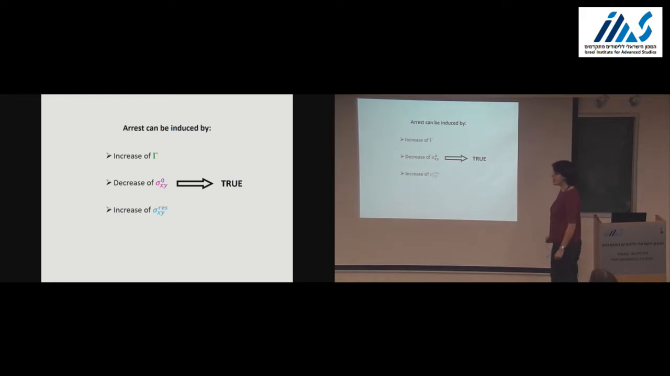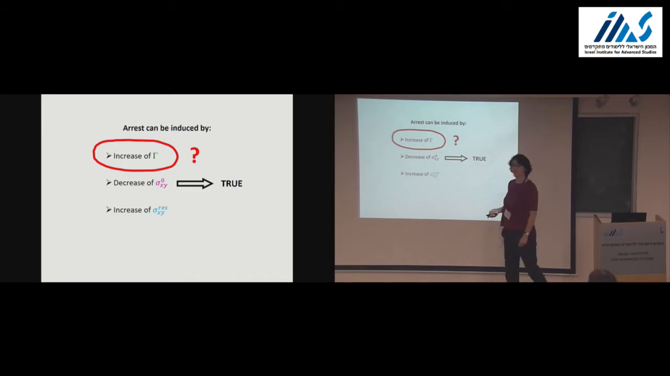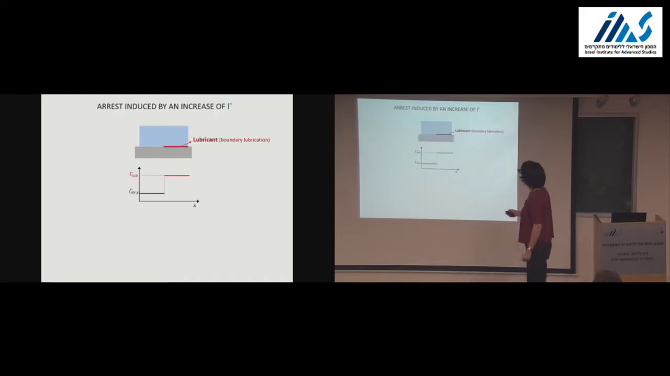Yes, a decay of the initial stress induces an arrest. What about an increase of gamma? Remember, we have this great tool of lubrication to increase the fracture energy. What we do now is apply a lubricant under boundary lubrication on only part of the interface. Doing that, we create a step function in fracture energy, right?